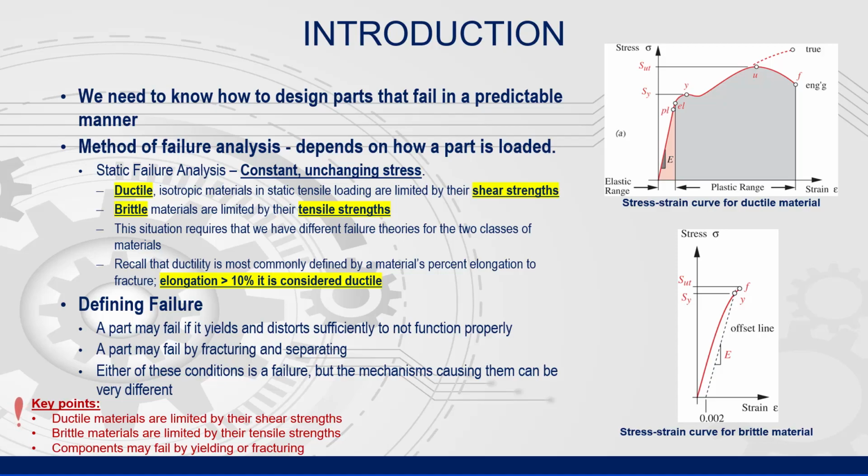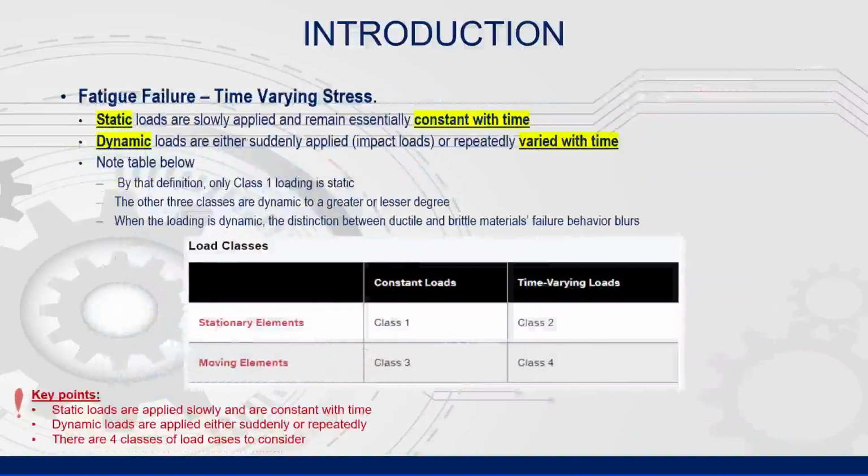A ductile component will generally fail by yielding and is thus limited by its yield strength. A brittle component generally fails due to fracture and is thus limited by its ultimate strength. Later in the course, we will study cyclical failure, wherein a ductile component may fail by fracture and behave as if it were brittle. Fatigue failure is another name for cyclical failure.